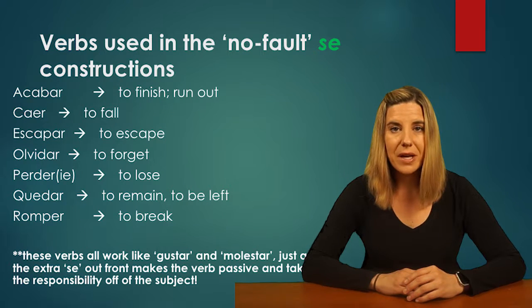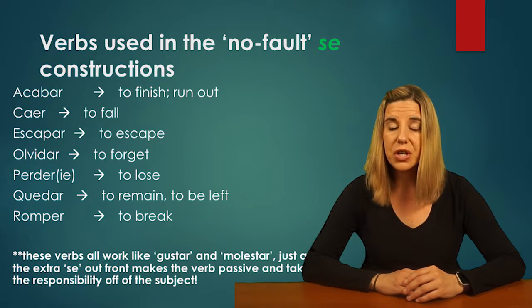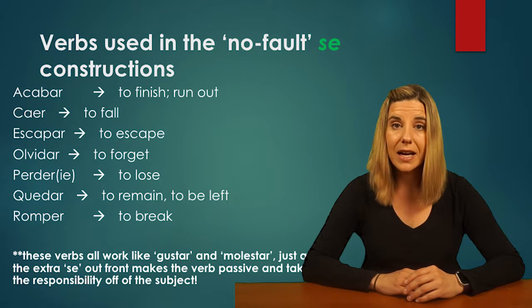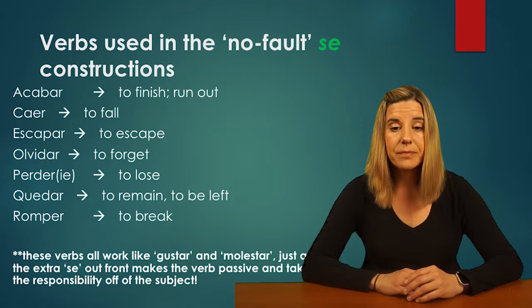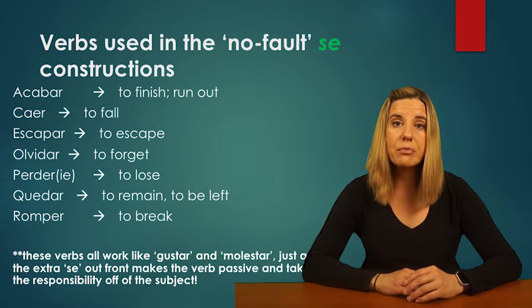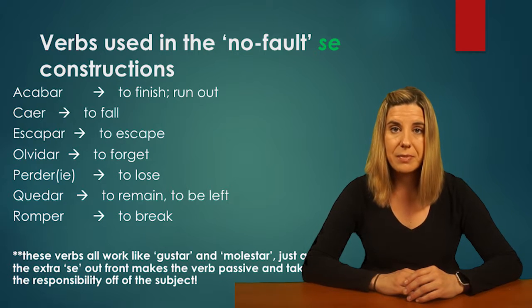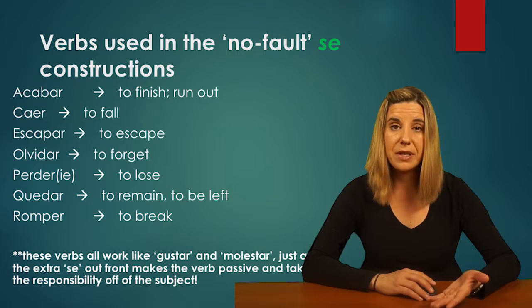Some of the verbs that we commonly use with the no-fault se construction are acabar, caer, escapar, olvidar, perder, quedar, or romper. Again, these verbs are going to work like gustar, molestar, encantar. They're going to take the third person singular or third person plural conjugation, depending on whatever happened in the sentence.